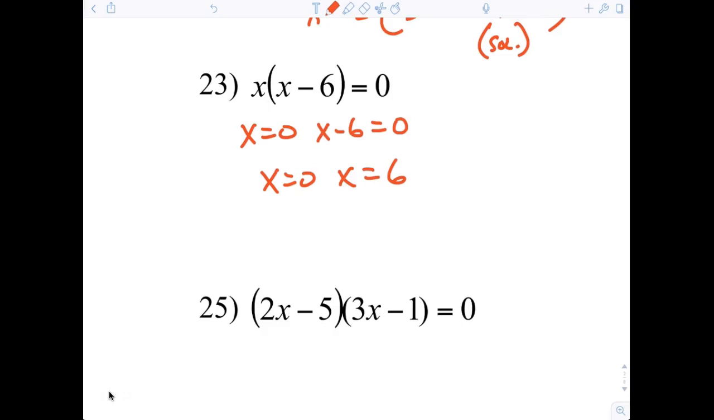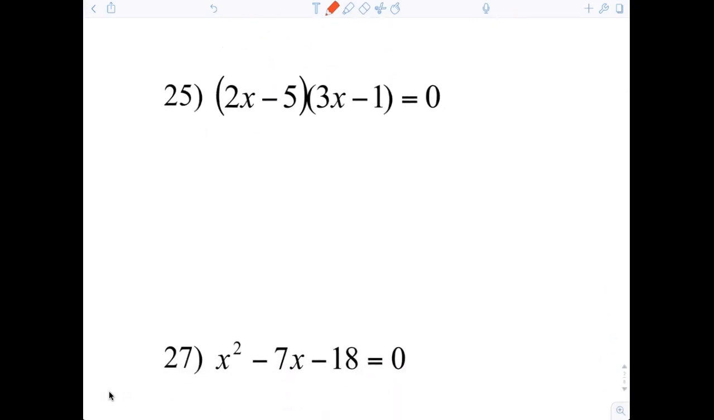All right, why is 25 easy? Because it's already factored. Set the factors equal to 0.